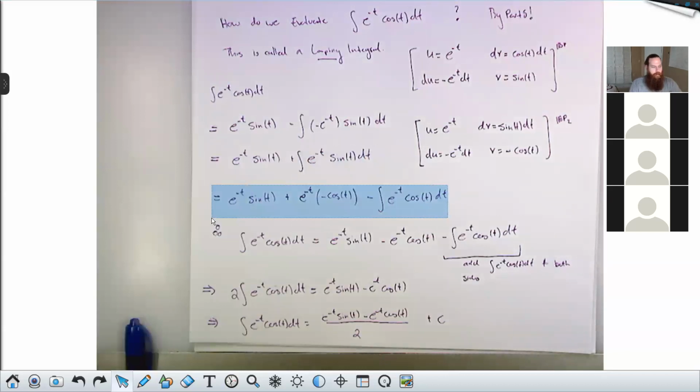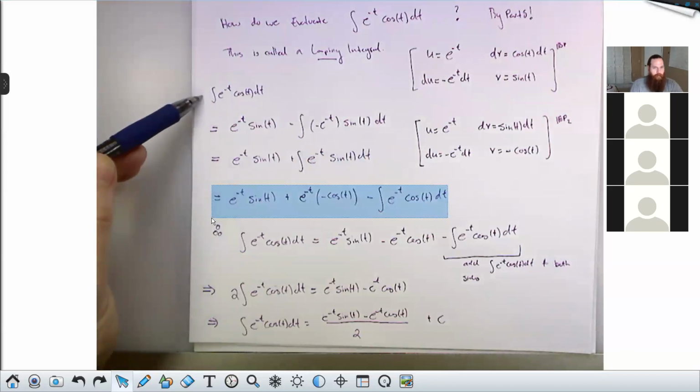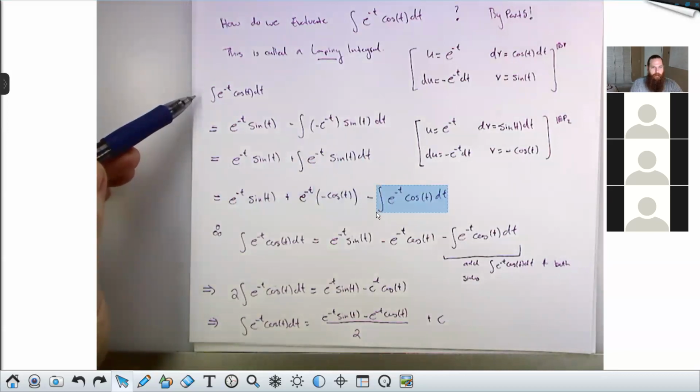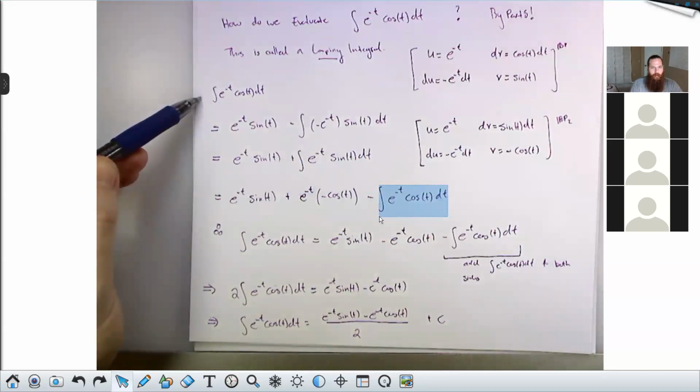Now at this line, what I have is my integral is equal to e to the negative t sine t plus e to the negative t times negative cos t minus my integral. This and this are the same.